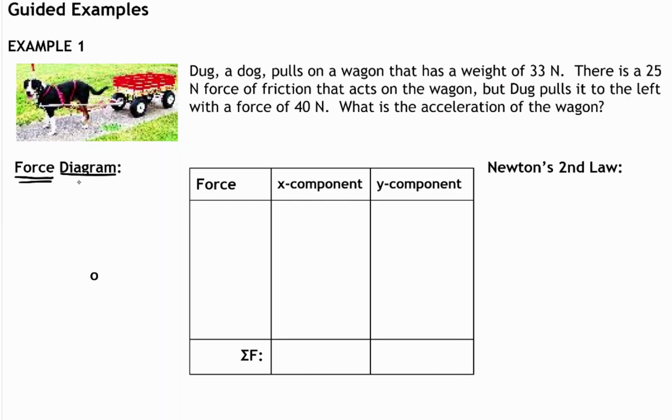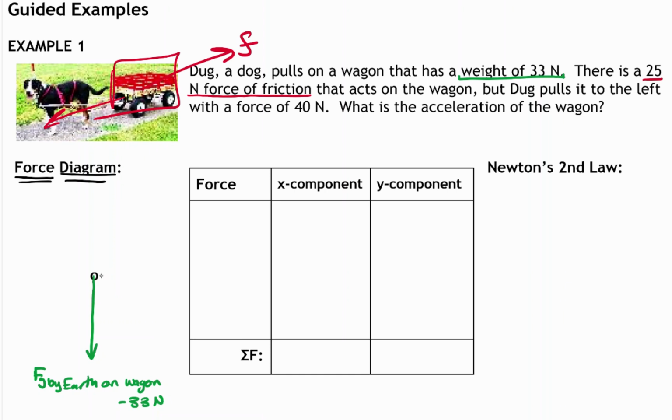Let's start with a force diagram. The wagon has a weight of 33 newtons. That means the force of gravity by the earth on the wagon is 33 newtons downwards, so negative 33 newtons. The force of friction is 25 newtons. The wagon wants to slide to the left, so the force of friction will act to the right. So the force of friction by the ground on the wagon is 25 newtons.